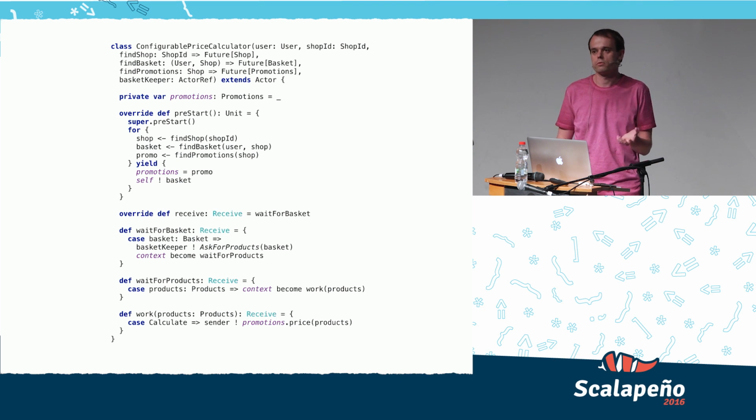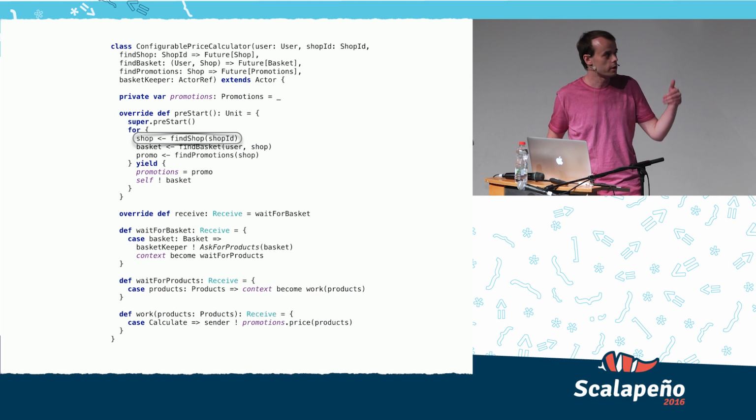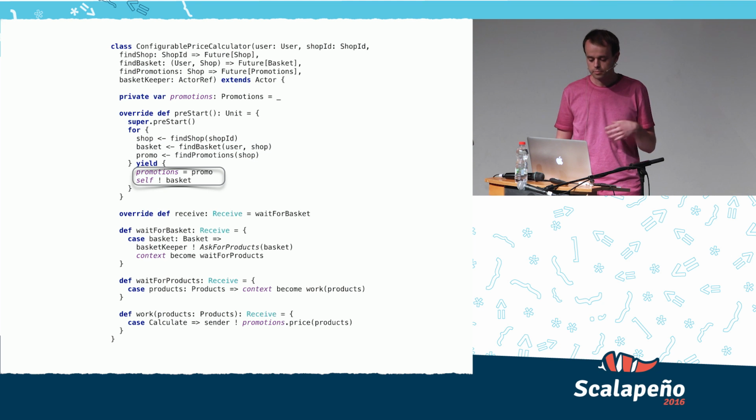As we have some future functions, we can compose the futures, for example, in the preStart method. In Akka, preStart is a function which is called just before the actor is started. Here we can use a for comprehension to run a few future functions. Finally, we can, for example, assign the result to a private var. Then we can also use something like a state machine in Akka, where we have the become method which changes the behavior.